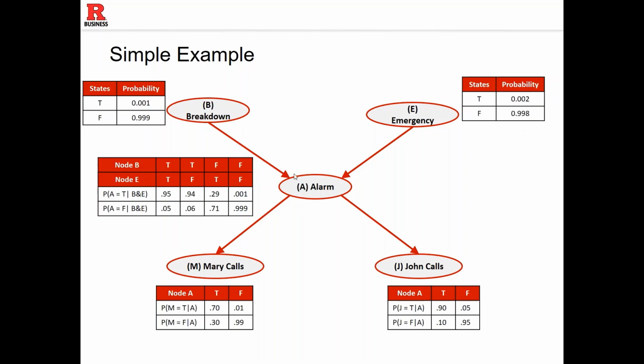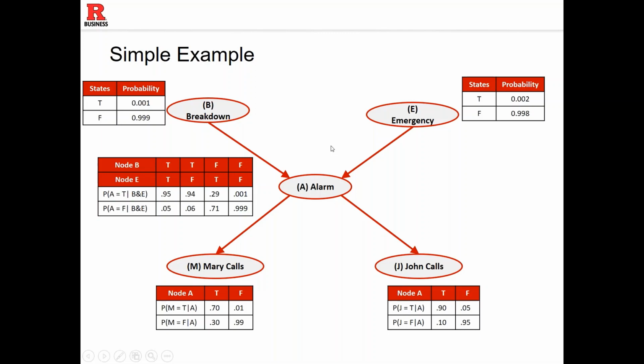I'll draw your attention to the alarm section, where the alarm variable A can exist in 2 states, but it's conditional upon what happens above, whether there's a breakdown or an emergency. This table accounts for all different combinations. There are 4 different combinations of nodes B and E together. If we had the data, we can compute these probabilities in this table. Similarly, we can do a similar exercise for nodes M and J, developing these tables if we have the data.